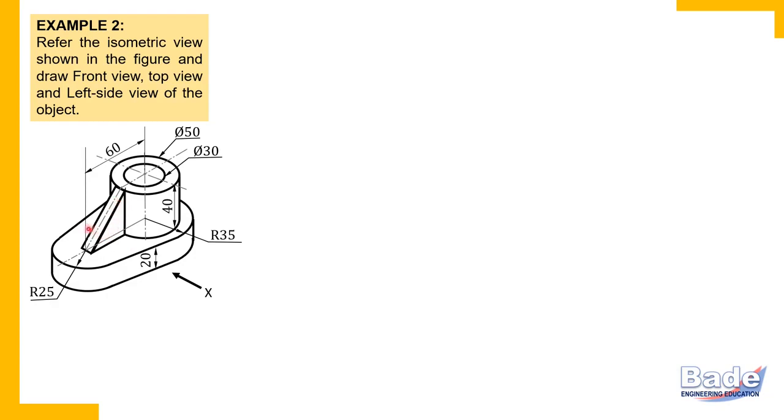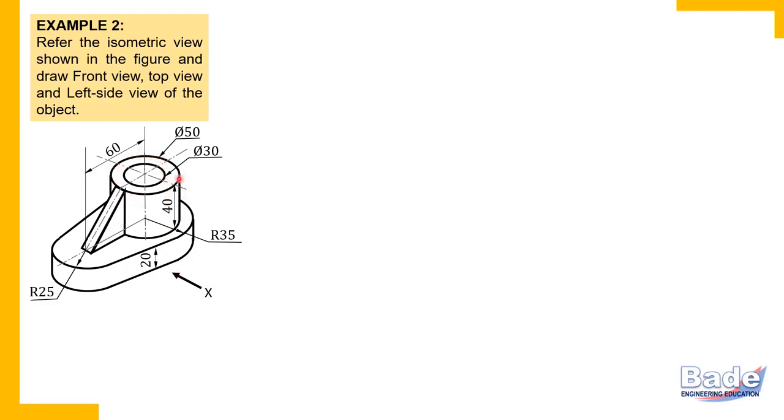So this rib has thickness, but the thickness of this rib, this triangular plate, is not given. In that case, we should assume a certain thickness. We should guess the thickness with reference to the other dimensions. Now watch here, the thickness of this horizontal base plate is 20 millimeters. I think that this thickness is nearly half of 20. So we'll take this thickness as 10 millimeters while drawing the diagram.